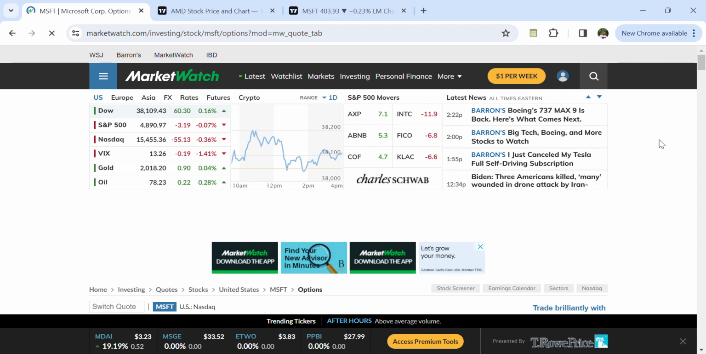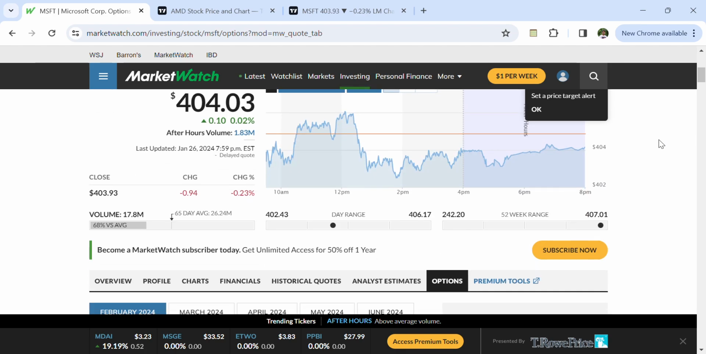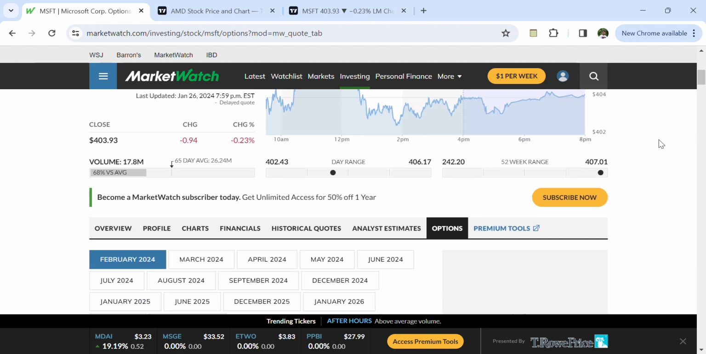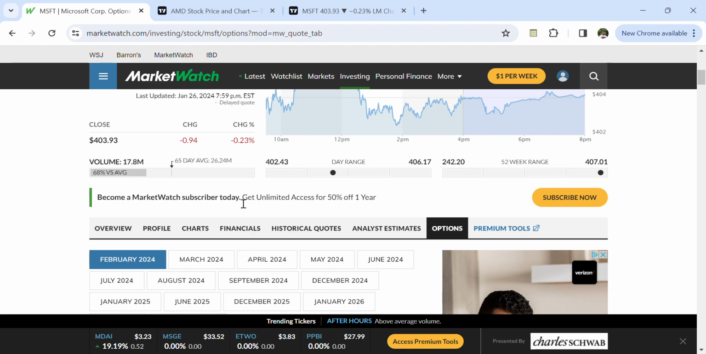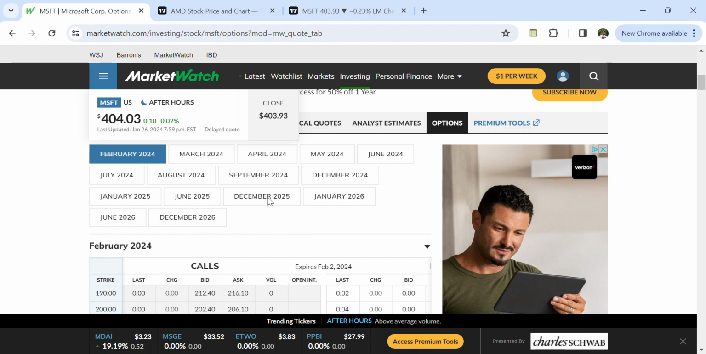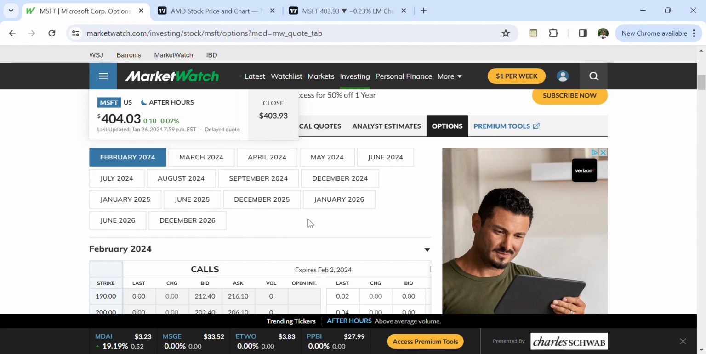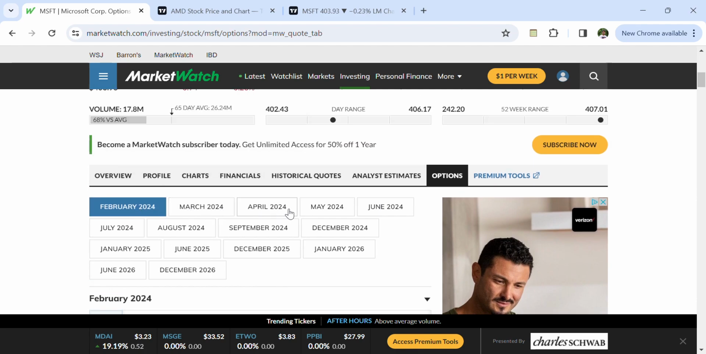Whatever alert is sent to your inbox, it will tell you which expiry to choose and what strike price to choose. The strike price might be in the money or out of the money. I'll talk about it in a little bit. So let's first choose the expiry. Here I can see all the months listed: February, March, April, and all these months of 2024 and some of the months of 2025 and 2026.